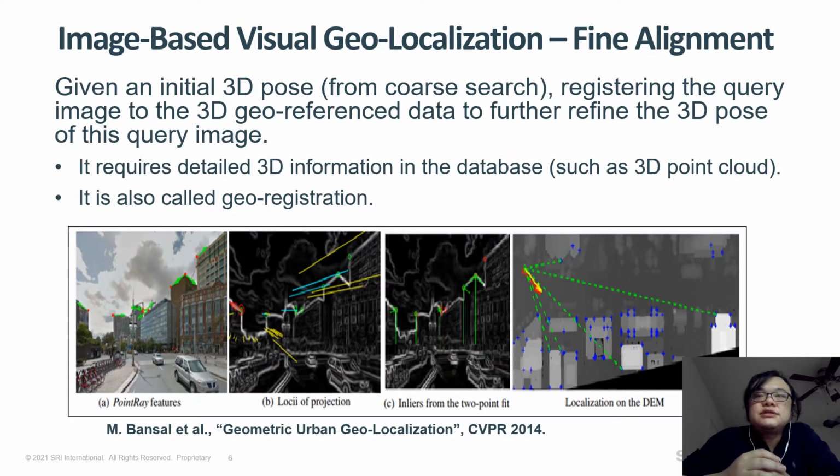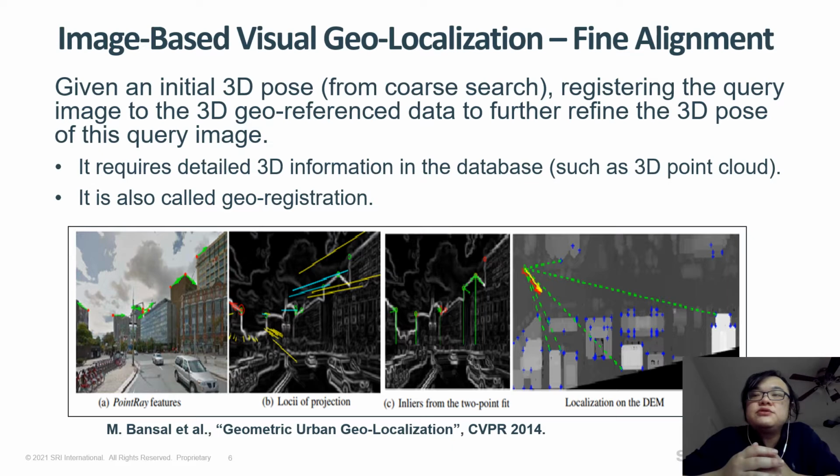The code search step gives us a 3D geopose for the query image. However, this 3D geopose is actually from the database image. It is not the actual geopose for the query image. Therefore, the second step, file alignment, will register the query image to the 3D geo-referenced data to further refine the 3D pose of this query image.